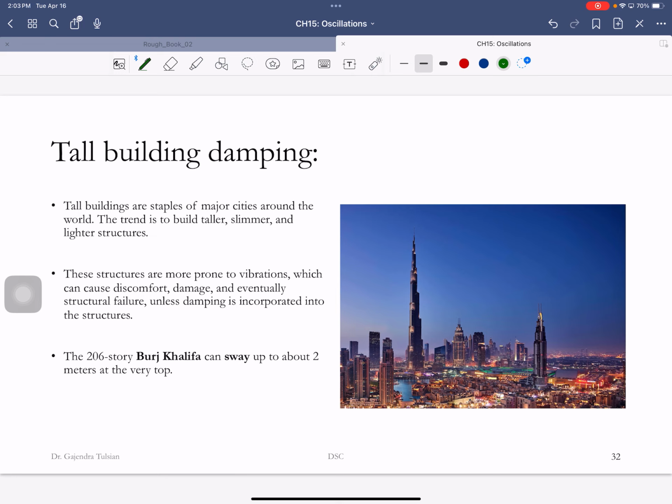So the Burj Khalifa sways about 2 meters at the very top. 2 meters is from here to there. Okay, and try selling this property, which is the most expensive property, to somebody where the top floor is swaying 2 meters. And for them not to feel it.